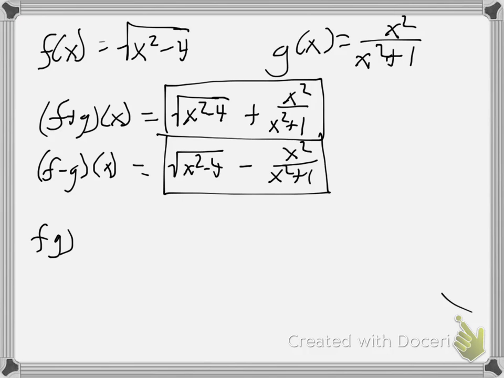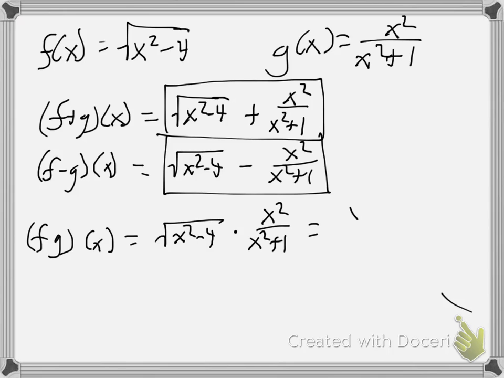Now let's do f times g of x. So I have the square root of x squared minus 4 times x squared over x squared plus 1. I would probably combine that into one so that I end up with x squared square root of x squared minus 4 all over x squared plus 1.